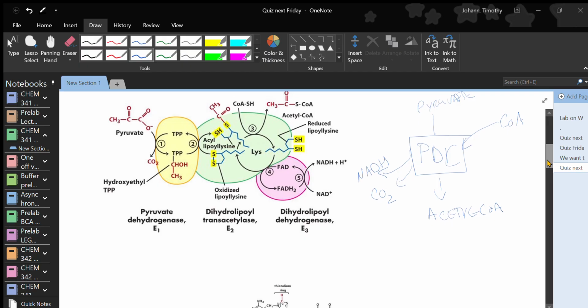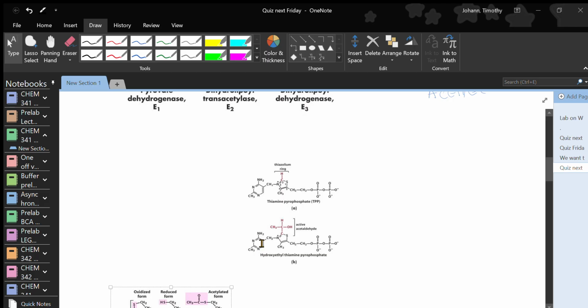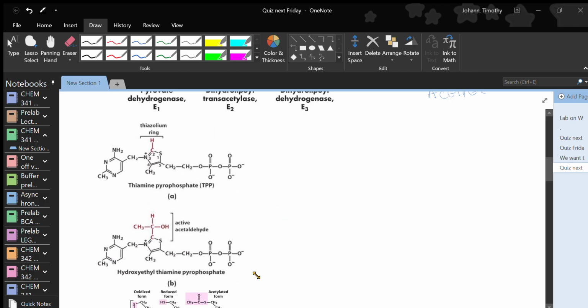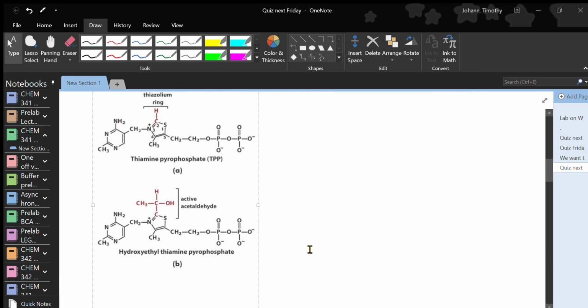Other questions? All right, so we talked about thiamine pyrophosphate, so I'll just go over it pretty quickly here, and then we'll move on to talking about lipoate. So here we have our thiamine pyrophosphate.